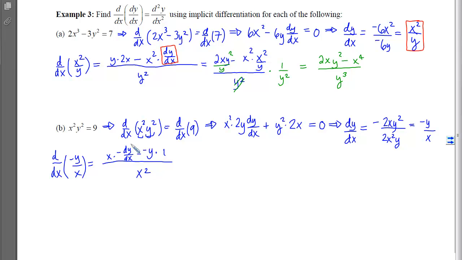Again, just like we did up above, we will replace this dy dx with what dy dx equals. When I do that, I will end up with an x times the opposite of the opposite. So that's going to be a y over an x. Then this is minus a negative, gives me plus a y over an x squared. Notice that the x's here cancel, and I can simply add the tops and leave the denominator. This is now my second derivative.